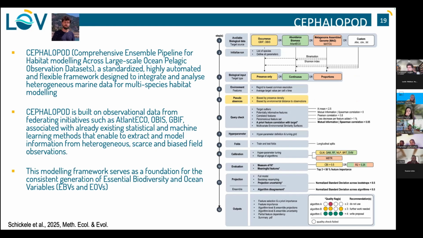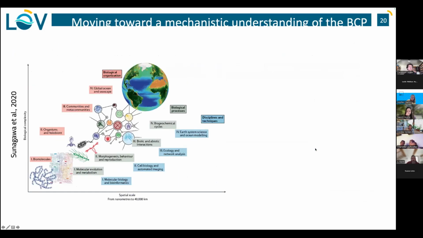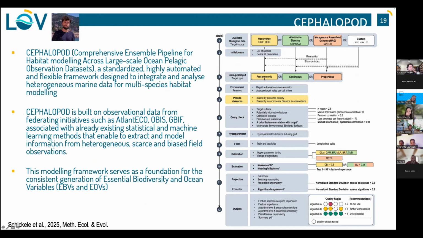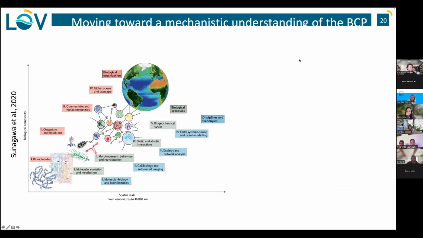I'll skip that, but Alex then developed, because of that, a common framework to do this type of prediction. And so there is a tool available called Cephalopod that allows you to do species distribution modeling, but using different types of algorithms, find the best one and make your map at global scale on whatever data you want to use, whether it's presence only, continuous data, or proportion. So it really fits imaging data well, but also genomics ones.